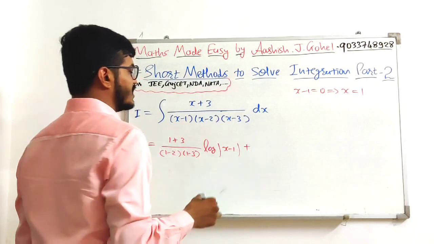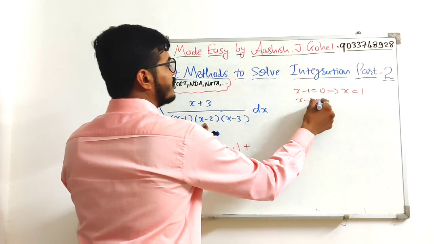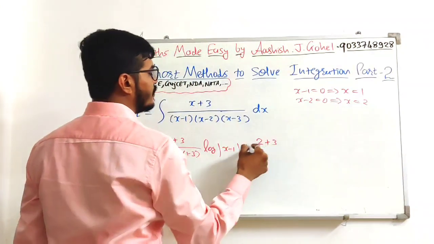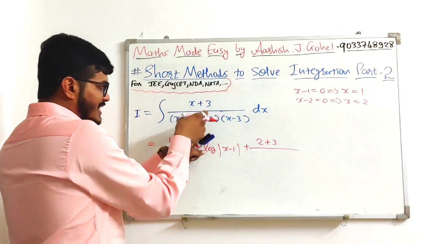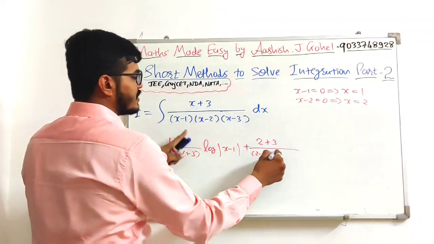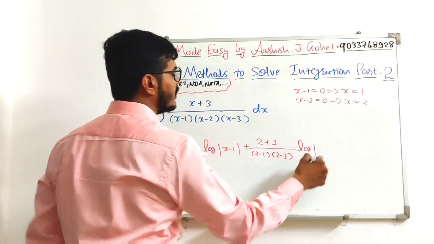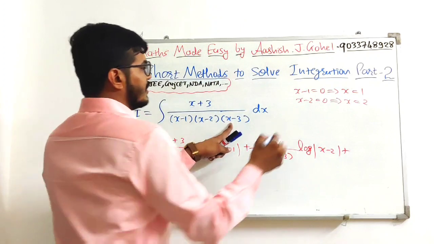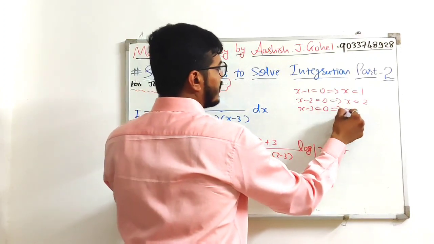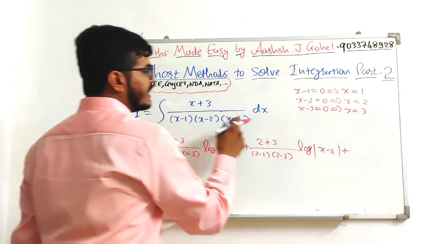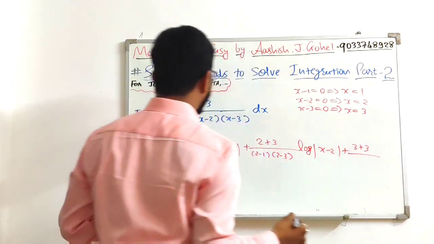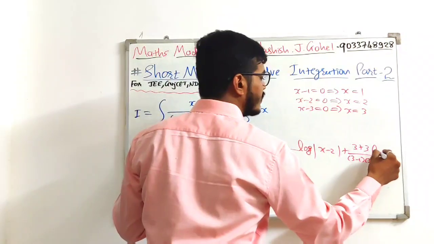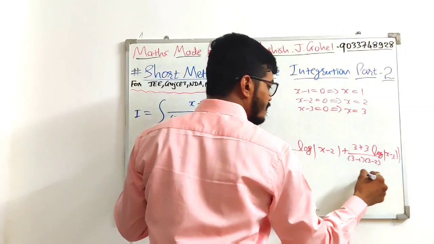Then next, positive sign. If I put x minus 2 equal to 0, it will be x equal to 2. So now we will put 2 wherever we see x, skipping this term. So 2 plus 3 divided by (2 minus 1)(2 minus 3), then log of this term, that is x minus 2. Then again, if I put x minus 3 equal to 0, then x is equal to 3. So 3 plus 3 divided by (3 minus 1)(3 minus 2), then log of x minus 3, plus c.